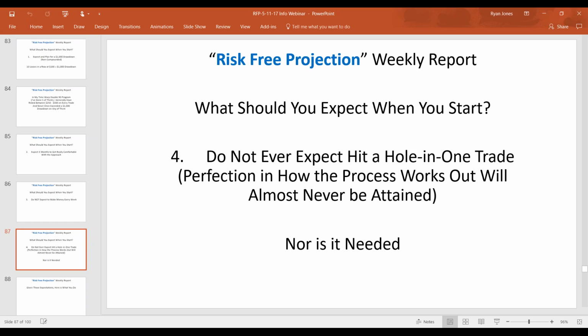Number 4, do not ever expect to hit a hole-in-one trade. Now, what does that represent? A hole-in-one trade represents what? Perfection, right? Well, guess what? You're never, ever going to pick the highs and lows of a market. You're never going to place the right orders.